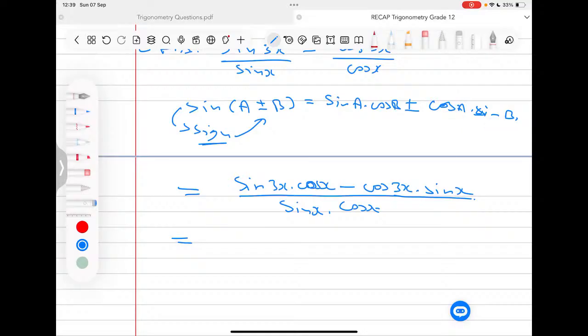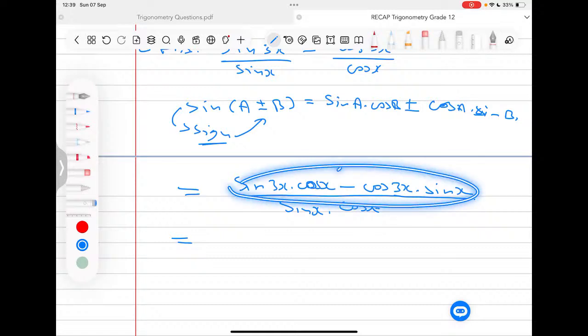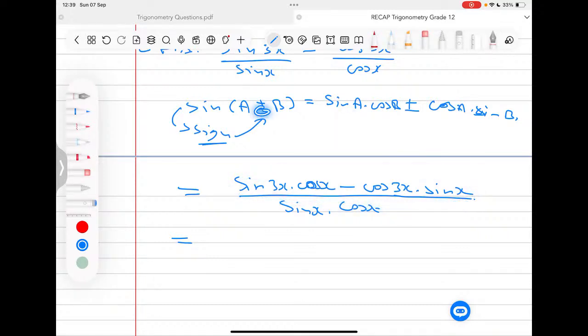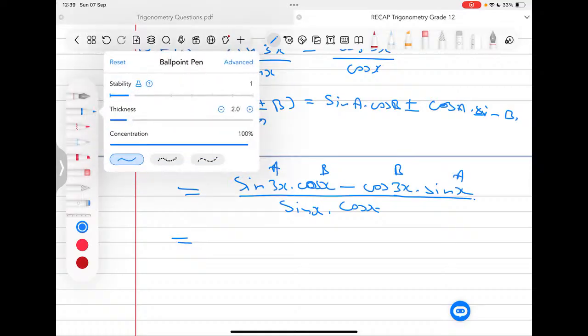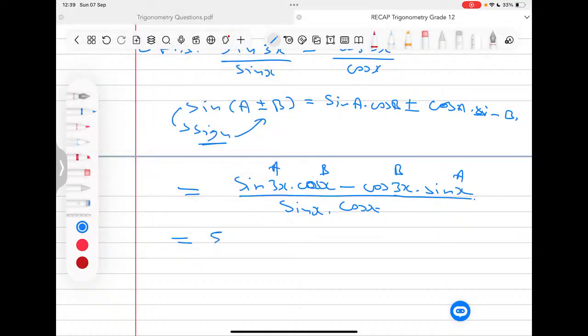Now if you look at this thing here, it is exactly this formula, but it takes the one with a negative. If you check here, this is my a, this is my b. Look, this is my b, this is my a. Can you see that? So this will actually reduce down nicely to be sine of 3x minus x, and here I'm going to have sine x cos x.